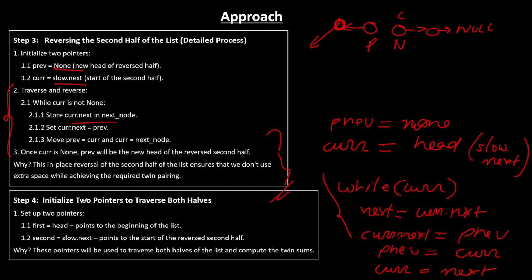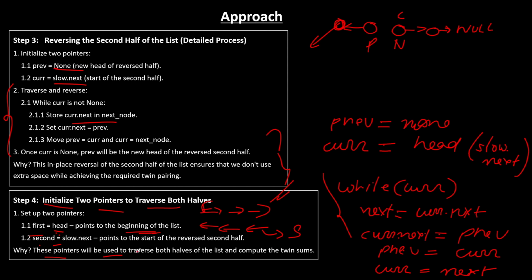Great. Now, what is step 4? We initialize two pointers to traverse both halves. First, head points to the beginning of the linked list, the original list, which is this one, and second points to the head of the reversed linked list, which is this one. Fine. So here it is second, and this is first. Fine.